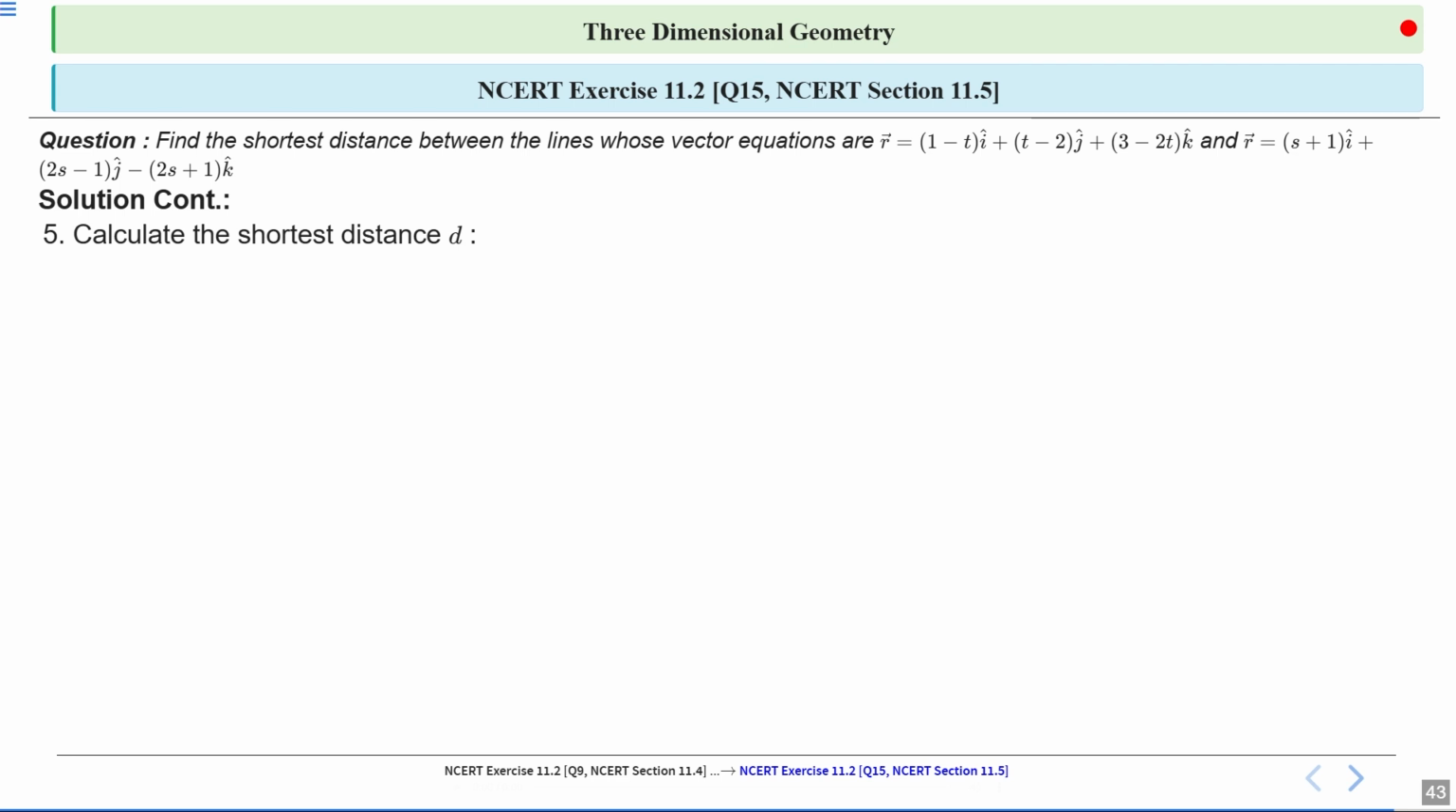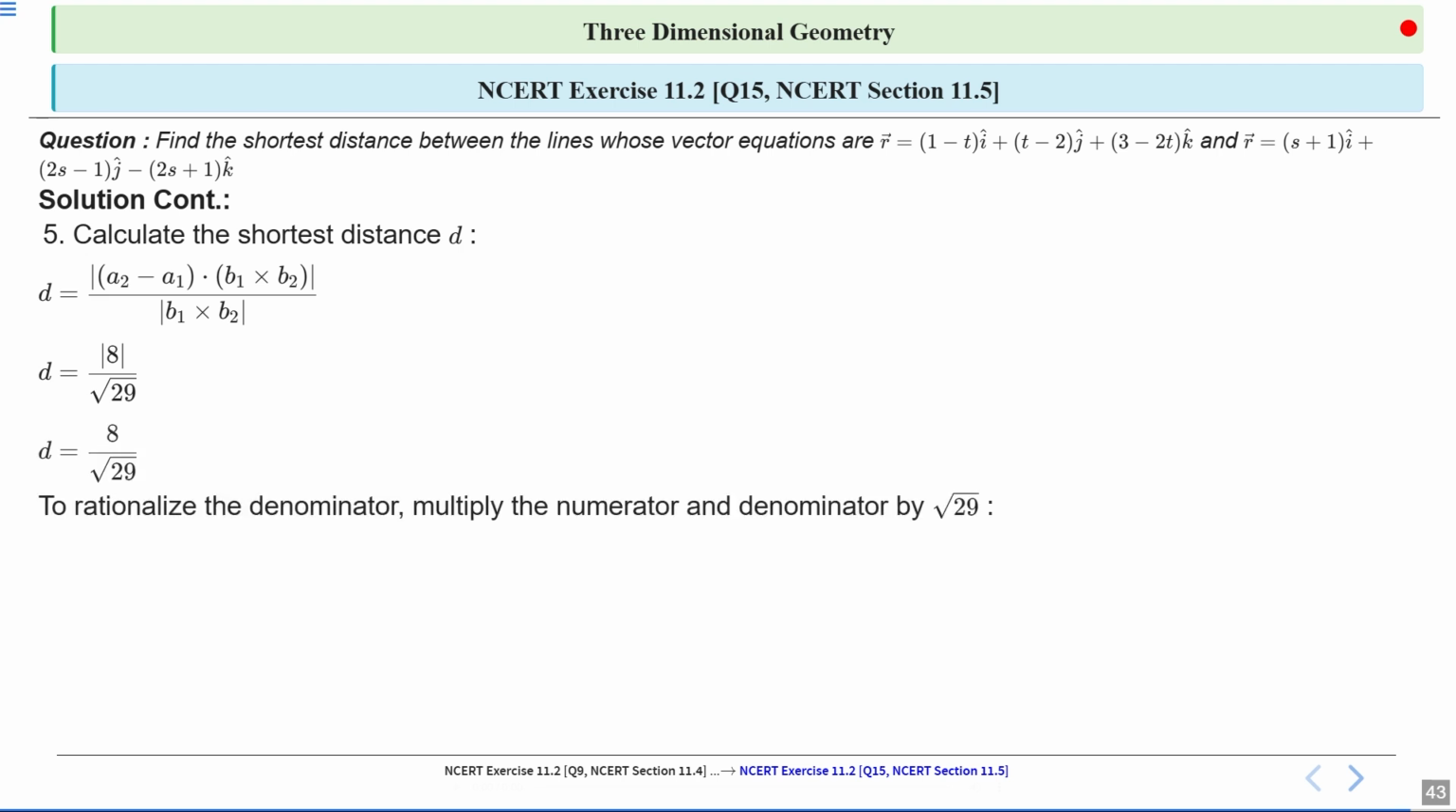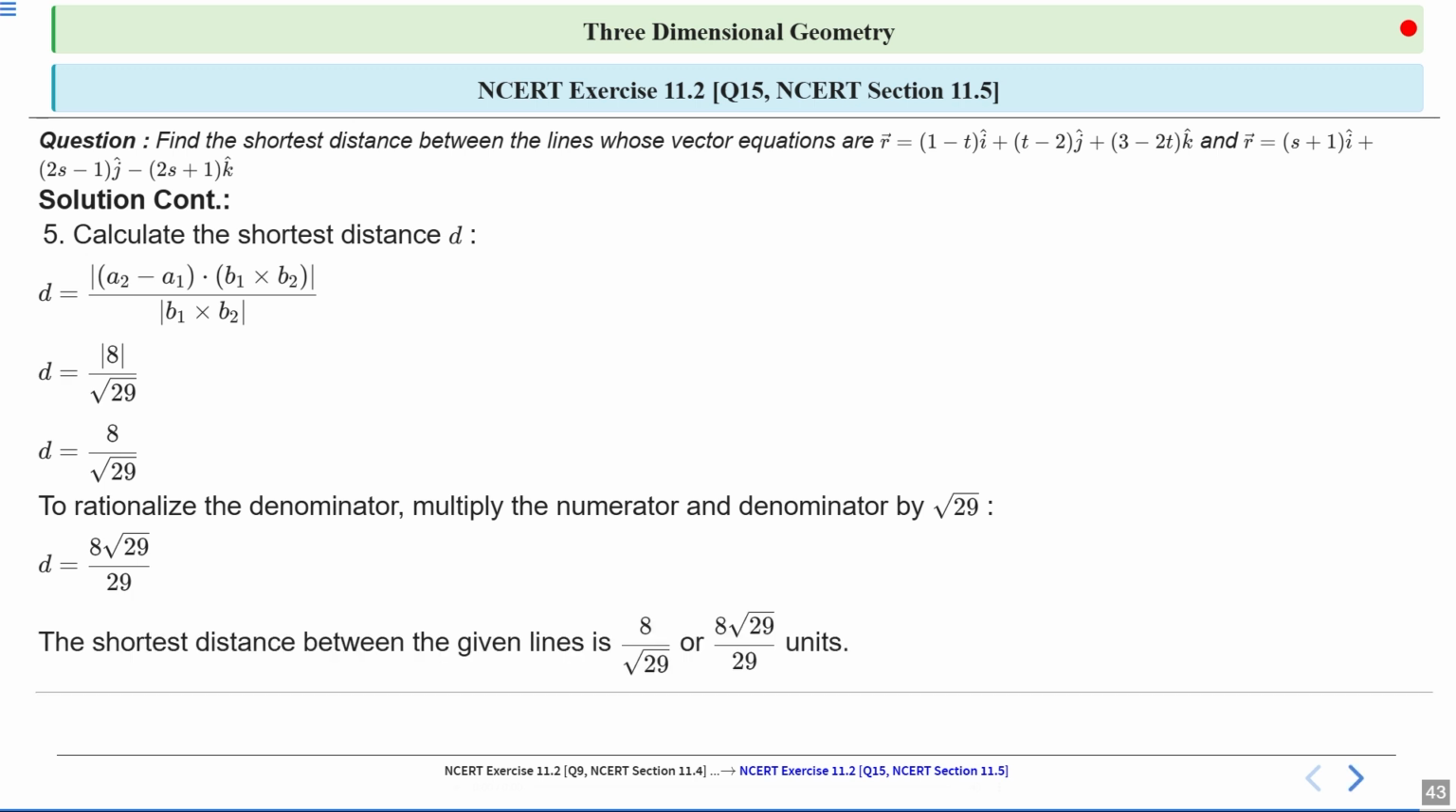So next, fifth step, calculate the shortest distance d. So d will be the magnitude of (a2 vector minus a1 vector) dot (b1 vector cross b2 vector) upon the magnitude of b1 vector cross b2 vector, right? So we will get d as the magnitude of 8 upon root 29. Okay, hence d will be 8 upon root 29. So to rationalize the denominator, multiply the numerator and denominator by root 29. So we will get d is equal to 8 root 29 upon 29. So the shortest distance between the given lines is basically 8 upon root 29 or 8 root 29 upon 29 units. Got it? This is basically the shortest distance between the given lines.